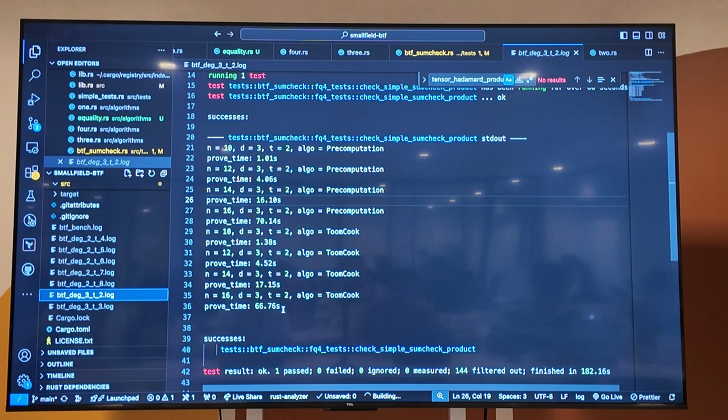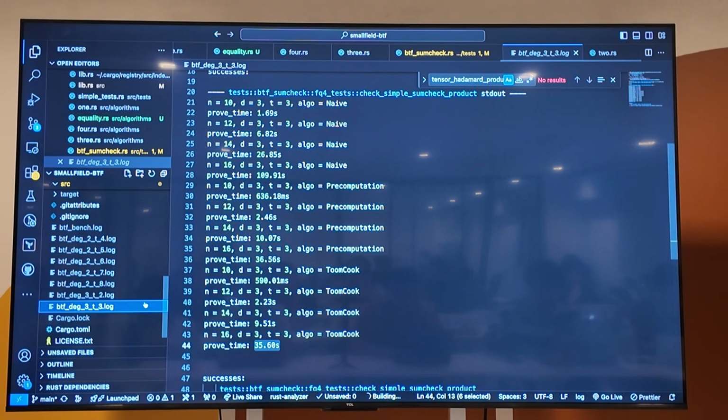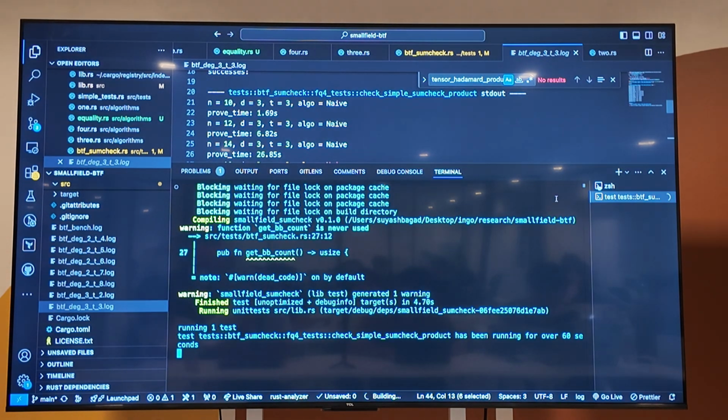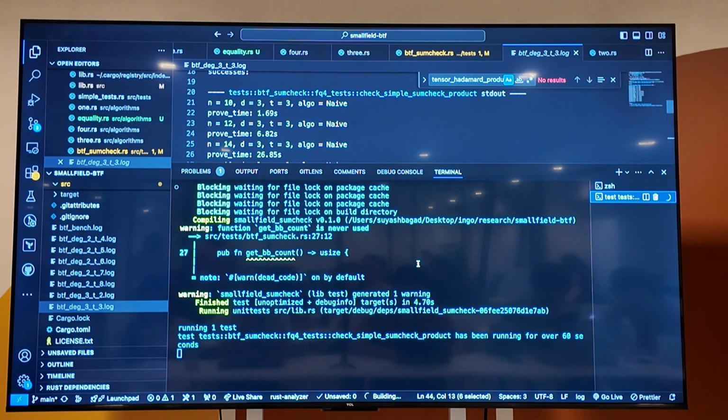Threshold equal to 2. Okay, so for degree 3 it should peak somewhere around t equal to 4 or 5. It peaked for degree 2 at t equal to 6. For degree 3 it would be somewhere before that, and you can keep doing this. It's still running. Anyways, so that's the summary. Basically, you can get a 10x faster Sumcheck right away if you are working in binary tower fields.